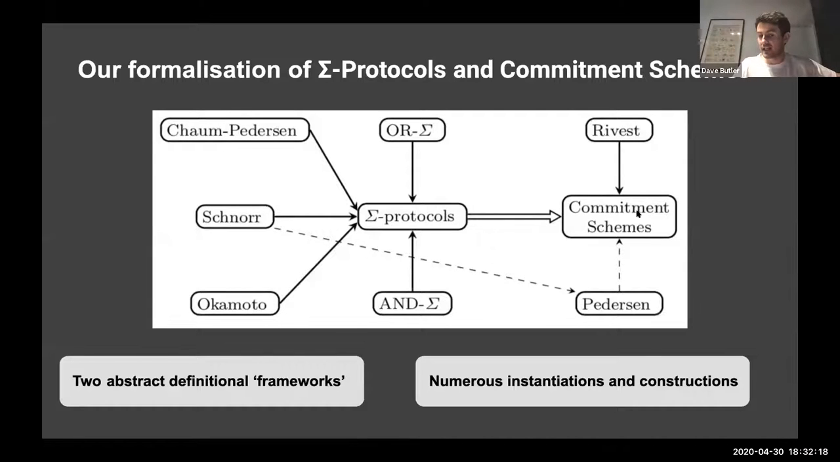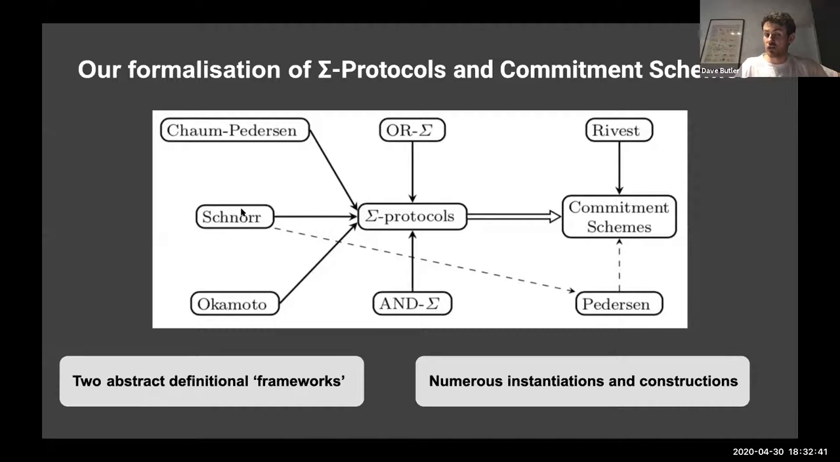But I want to point out this big arrow that we have going from sigma protocols to commitment schemes. We all know that we have this construction from sigma protocols that creates a commitment scheme. So we're able to prove this at an abstract level, which is good because it means that we make one proof and then get all of the instantiated proofs from the sigma protocols.